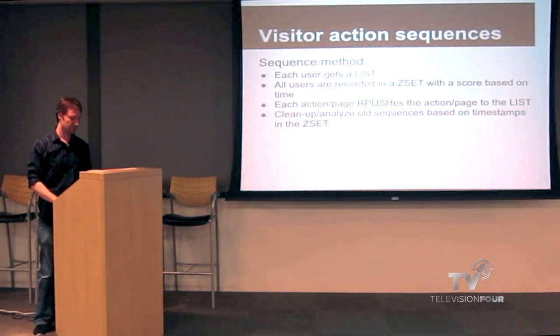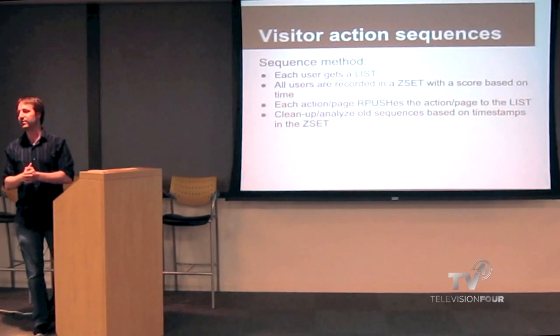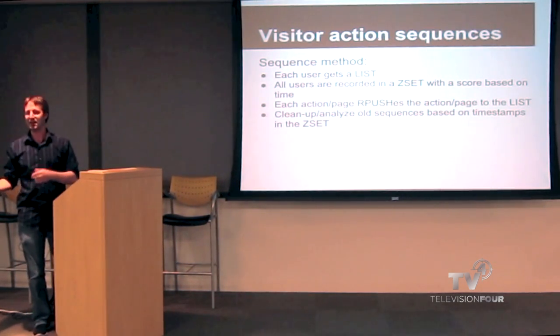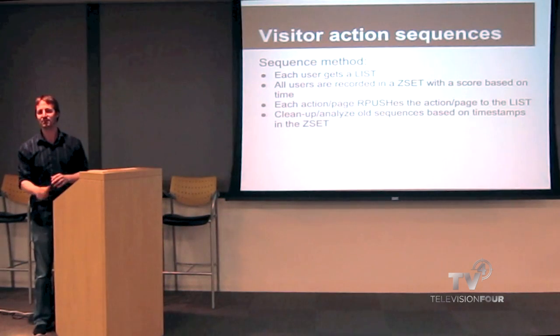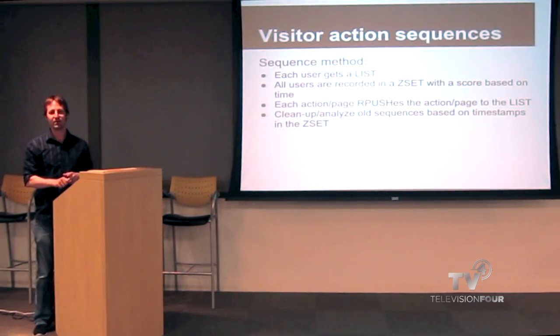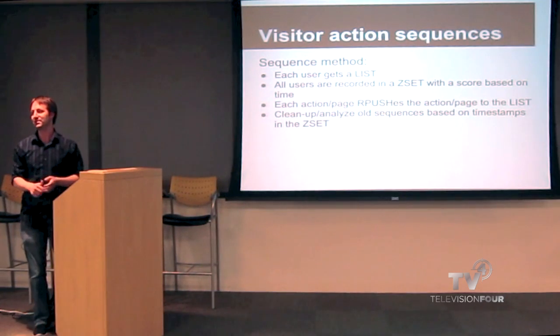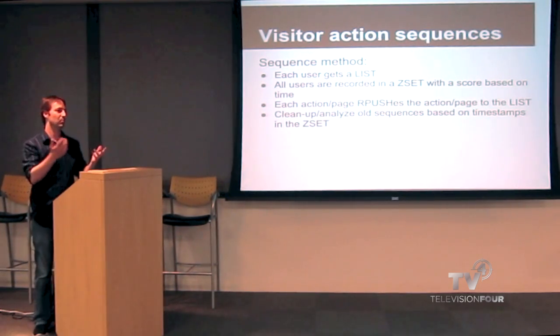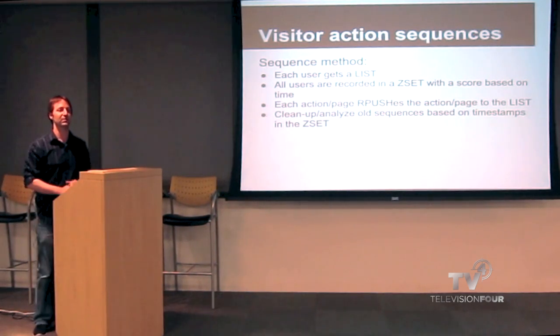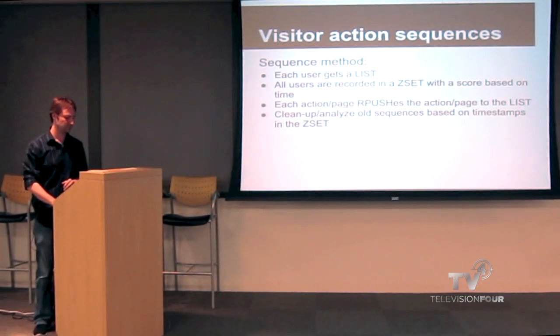And then you can clean up and analyze all of your old sequences by looking at your timestamps. This is also one of those things where you can optimize it using that method that I described before. Presumably, you're going to want to check action sequences after an hour or 2 hours or whatever. And so maybe this ZSet won't get very big, and maybe the number of lists won't get very big either.